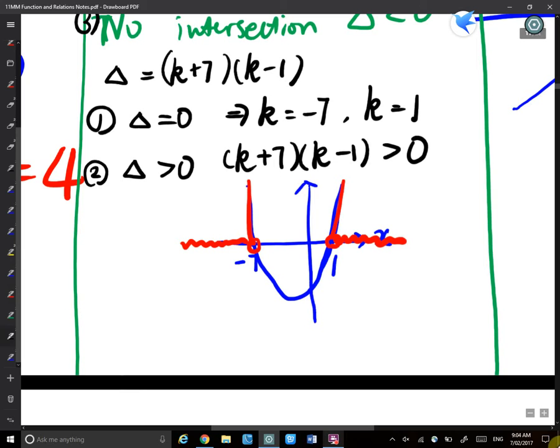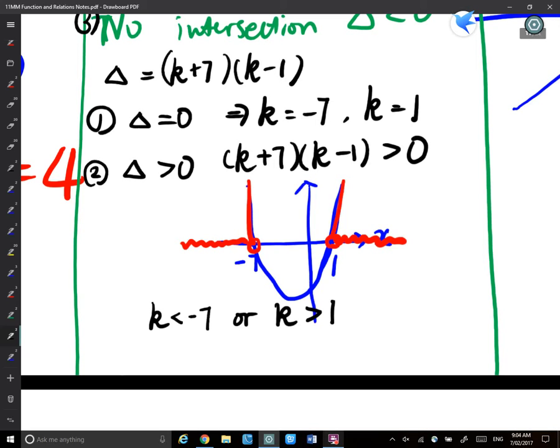And we can see that is k smaller than negative 7 or k greater than 1. So it's those parts of x that will give you a y value greater than 0. If the quadratic is greater than 0, I will have 2 distinct solutions.